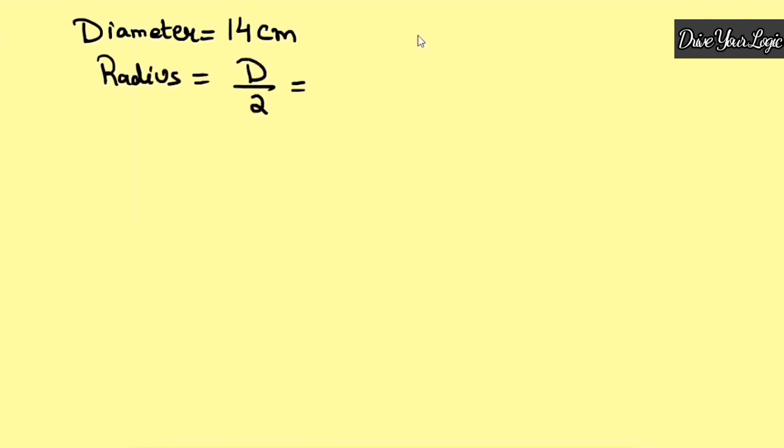Diameter divided by 2. That is 14 divided by 2 equals 7 centimeter, which is our radius. So in this way, you have to find the radius when the diameter is given. Let us do one more example.